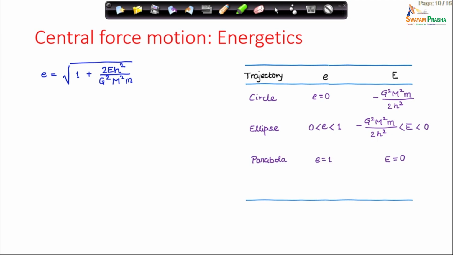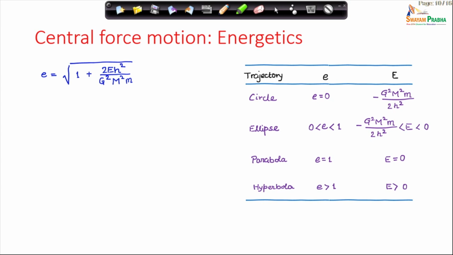Now, we come to the parabolic path. In a parabolic path, e is equal to 1. If e is equal to 1, then from the expression of eccentricity we find that energy must be 0, and a parabolic path is an unbounded orbit. It is not an orbit, it is an unbounded trajectory. Therefore, for a parabolic path E is 0. For a hyperbolic path, the eccentricity is greater than 1 and the energy is therefore greater than 0, it is positive.